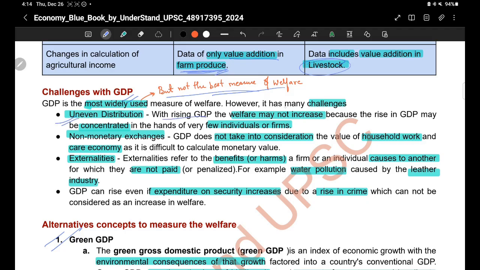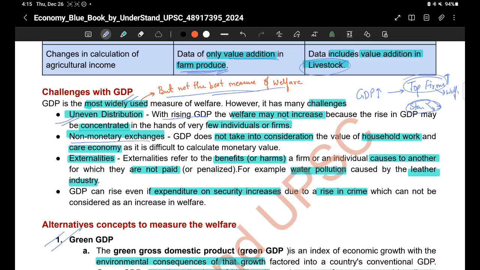Right, with rising GDP, welfare may not increase because the rise in GDP may be concentrated in few hands. Like if the GDP increases, it can be because only the rich people or the top firms are performing, whereas the startups and all are falling down, they're collapsing. Only the top firms may rise, and the welfare of only them can happen, not these low income people. So it's not a good measure. Uneven distribution.